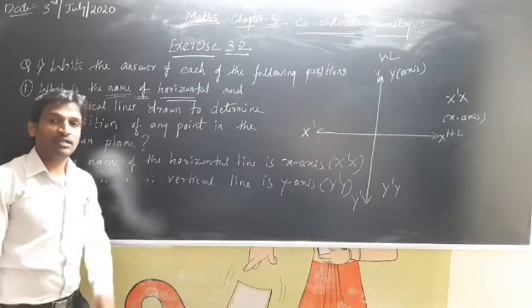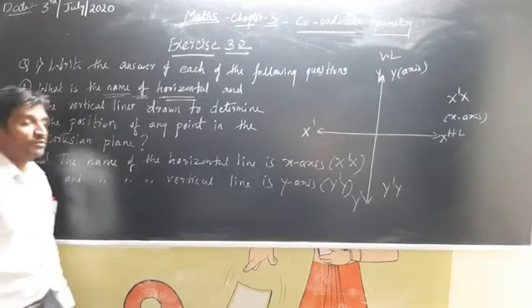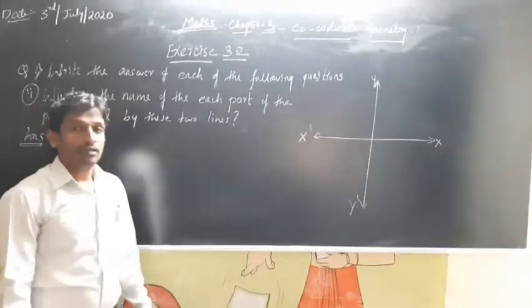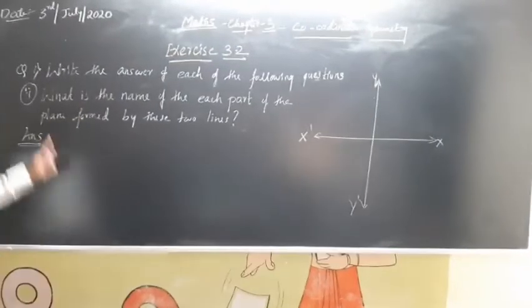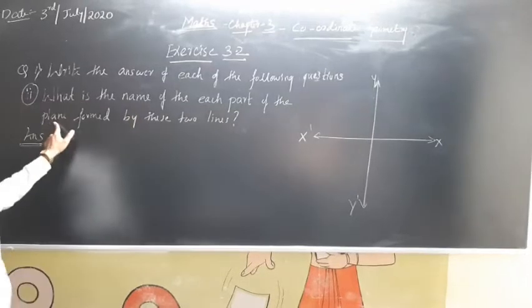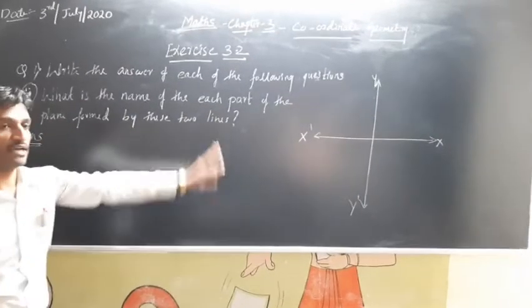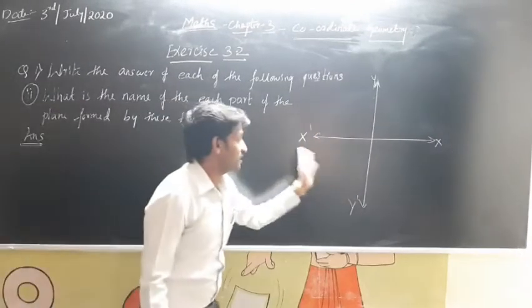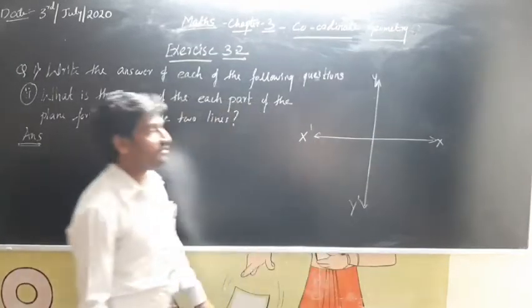Let me take you to the second question. I'll write the second question on the board, then we'll find the answer for that. Okay, so the second question I have written here already. What is the name of each part of the plane formed by these two lines? Here is the first line and the second line, that is x-axis and y-axis.